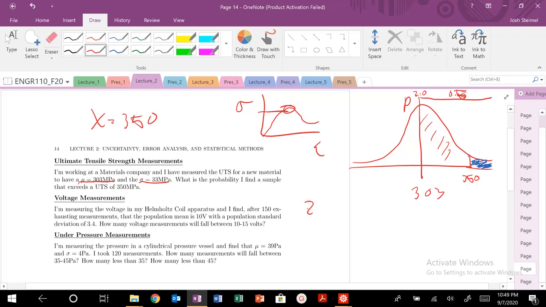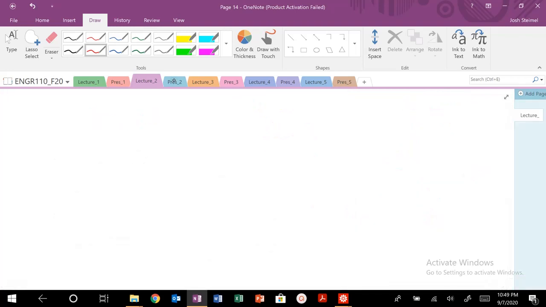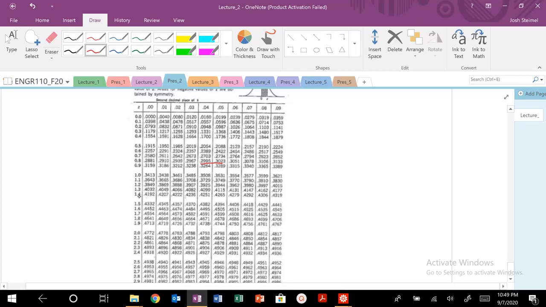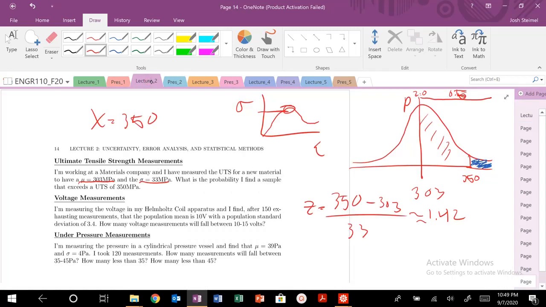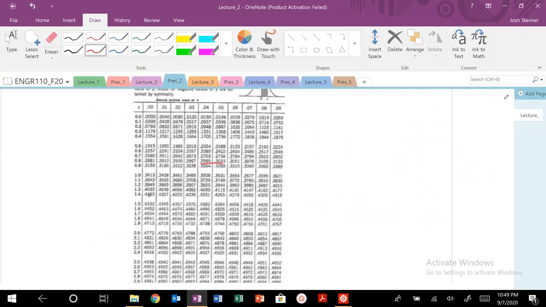So I need to calculate my z. So z is equal to x, which is 350, minus mu, which is 303, divided by 33. That is going to give me, when I plug that in, a value around 1.42. Let me go back and see what that area corresponds to. Let's go to the presentation. Let me make sure. 1.42. Right here. If you wanted an extra project, build that into Mathematica so I don't have to look back constantly at that table.